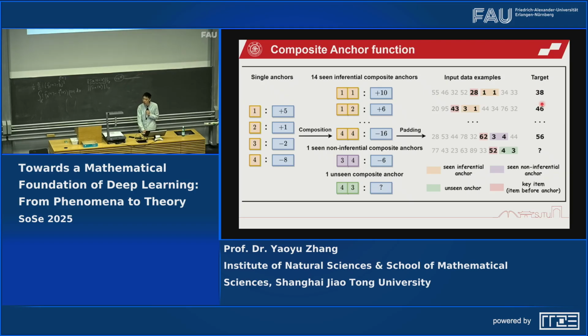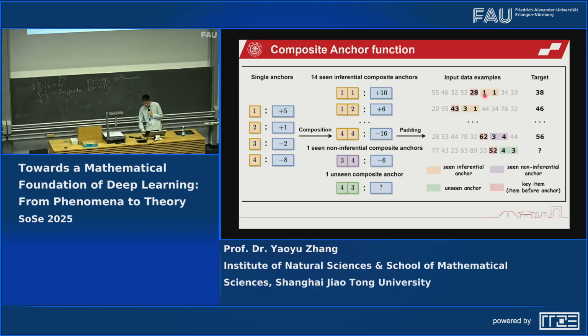So what's the rule underlying this training data? What we do is, these 1 and 4, we call them anchors. These anchors mark special operations: 1 marks +5, 2 marks +1, and 3 and 4 mark -2 and -8. And we do these operations on which number? The number before these anchors.